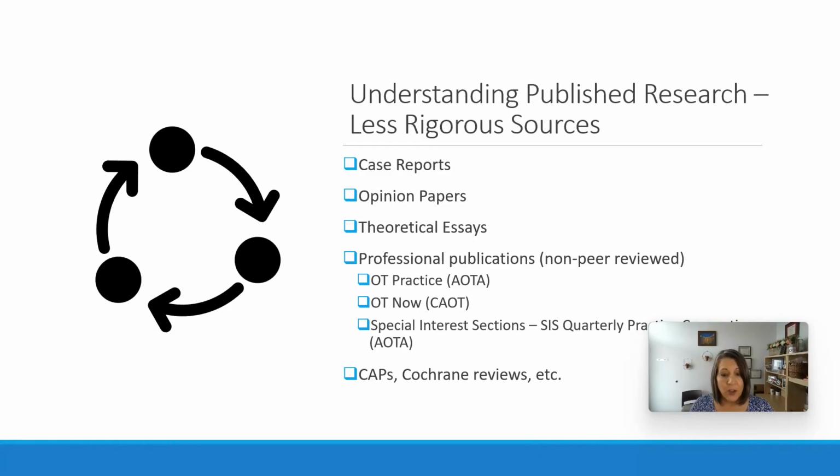Okay. There are also professional publications that are non-peer-reviewed, like OT Practice and OT Now, the Special Interest Section Quarterly Practice, and then some of the things that are published on AOTA's website, like CAP papers, or on the Cochrane Review webpage. These are collections of information that are provided to us to let us know about studies that have occurred, but they're less rigorous, and sometimes they are secondary sources.